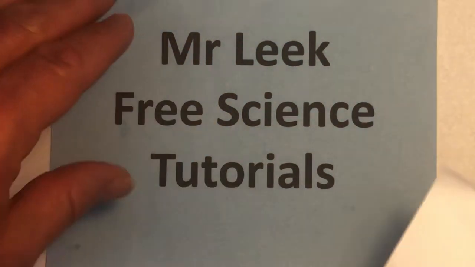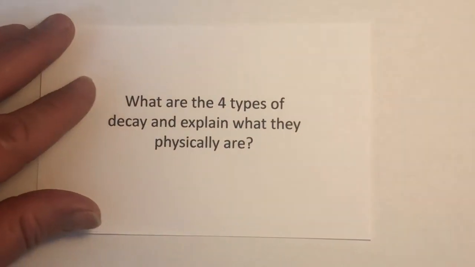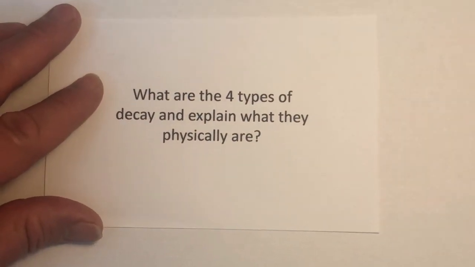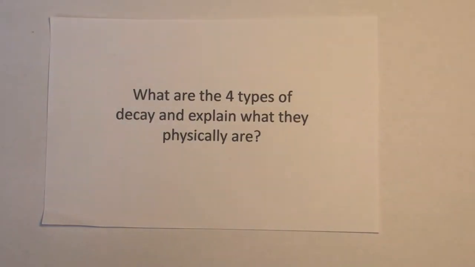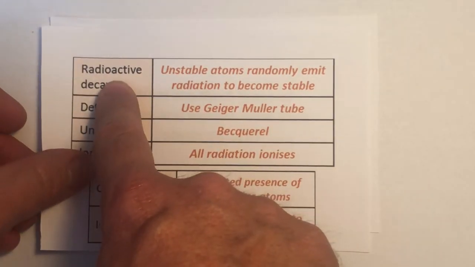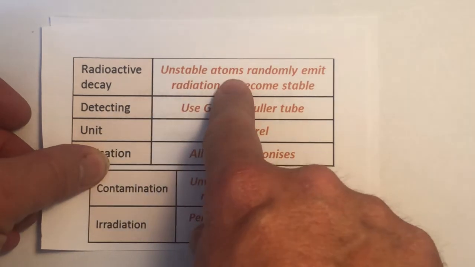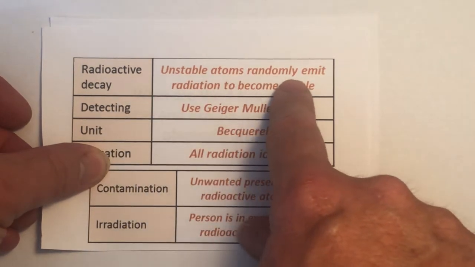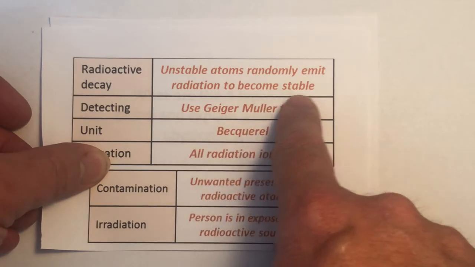This question is going to be about what the 4 types of decay are, and explaining what they physically are. In another video we talked about radioactive decay. That is where there is an unstable atom like uranium that randomly emits radiation to become stable.